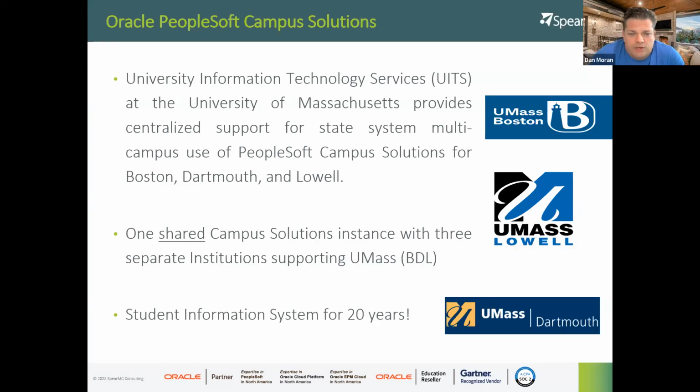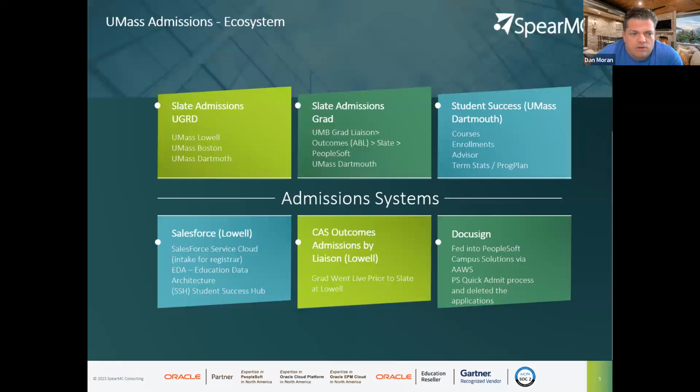So our project was at the University of Massachusetts, and with that, we had 3 different schools. So it's a system with the president's office. That's Boston, Dartmouth, and Lowell. There's one shared instance of Campus Solutions. They've been on it for 20 years. So I think a lot of folks out there have been on Campus Solutions for a long time in this group as well. So we'll talk a little bit more specifically about the actual applications as we go through it.